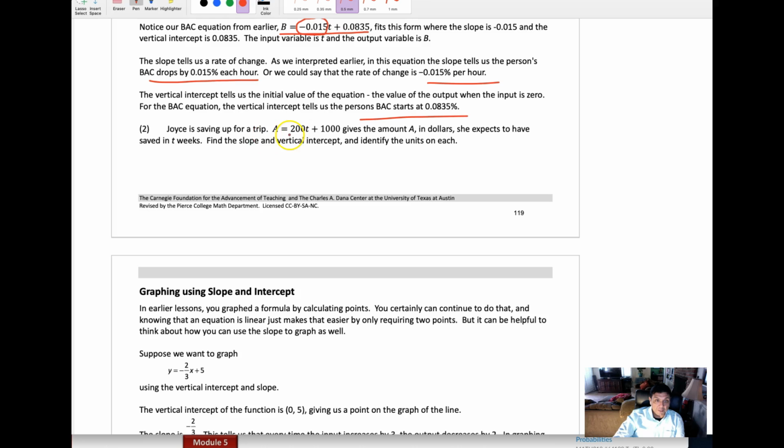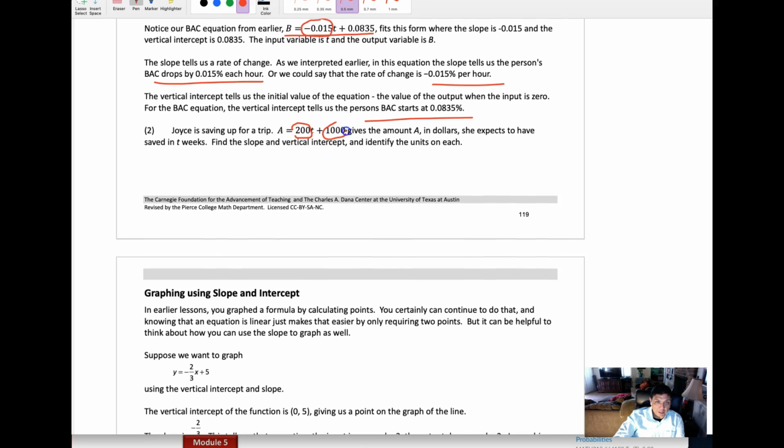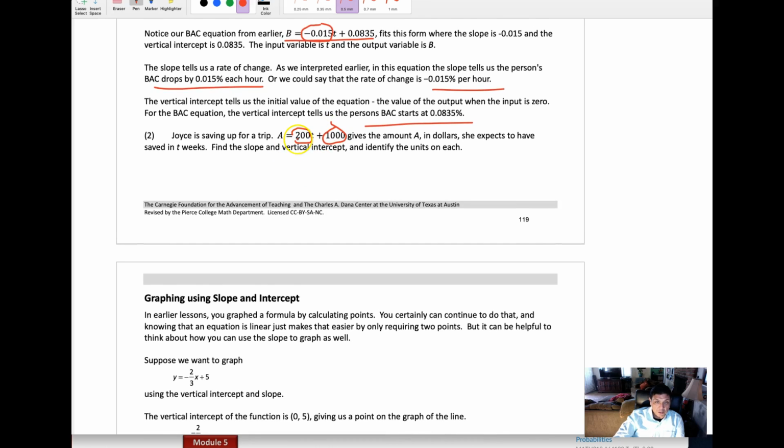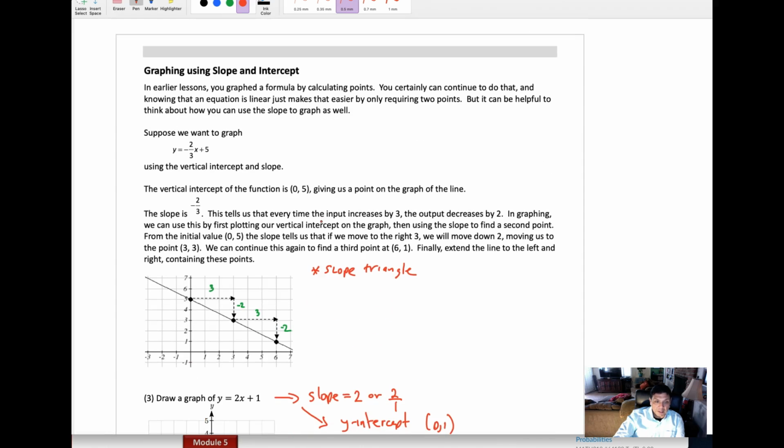Joyce is saving for a trip. A is 200t plus 1,000. Now each of those variables means something: the amount in dollars she expects to have saved in t weeks. Find the slope. The slope in this case would be 200. The y-intercept would be 1,000. And the slope, the 200, would be $200 per week, because those are our variables, dollars and weeks. So keep that in mind as we apply some of these examples.